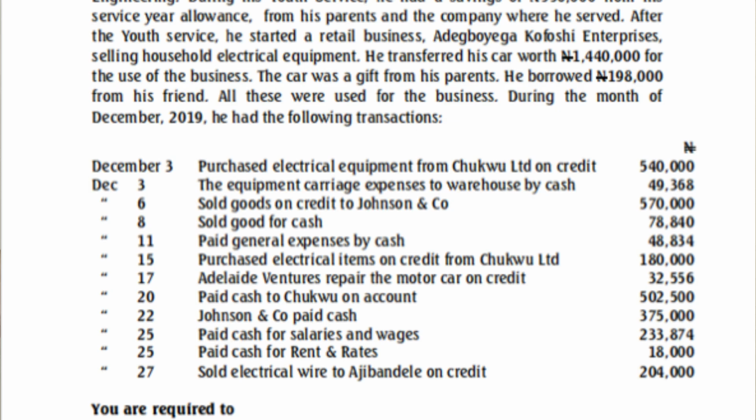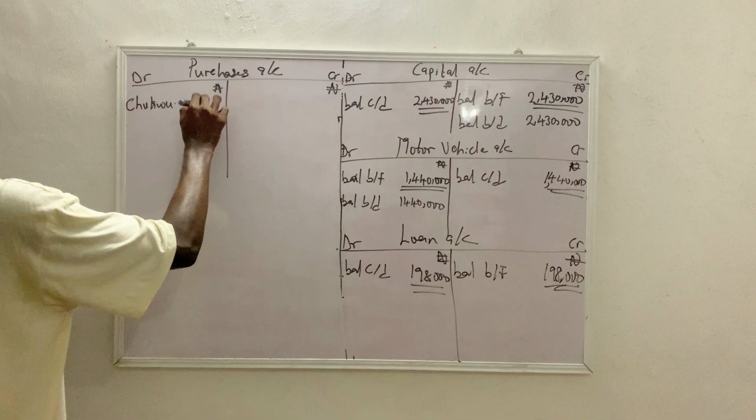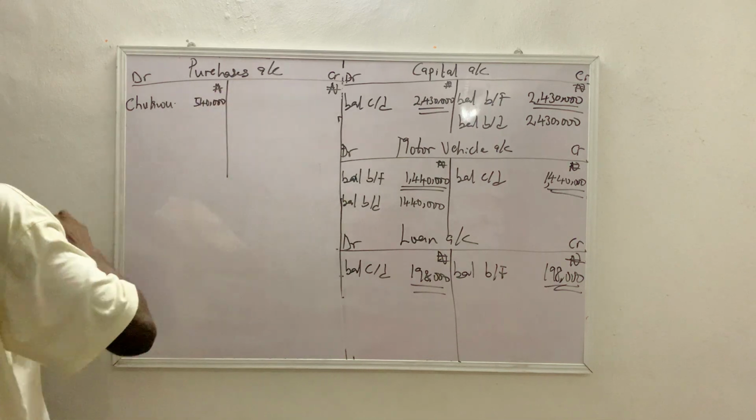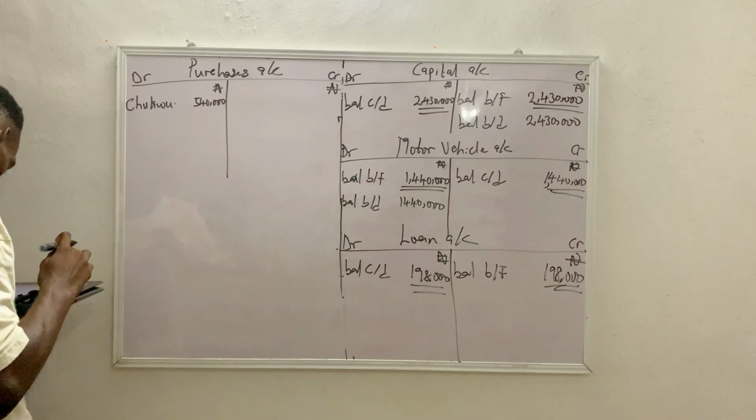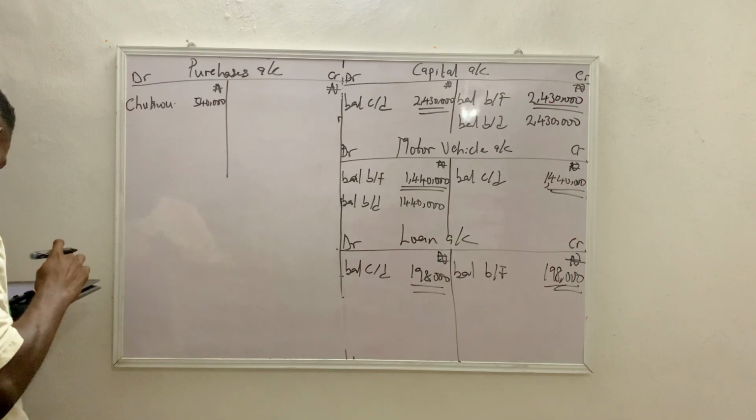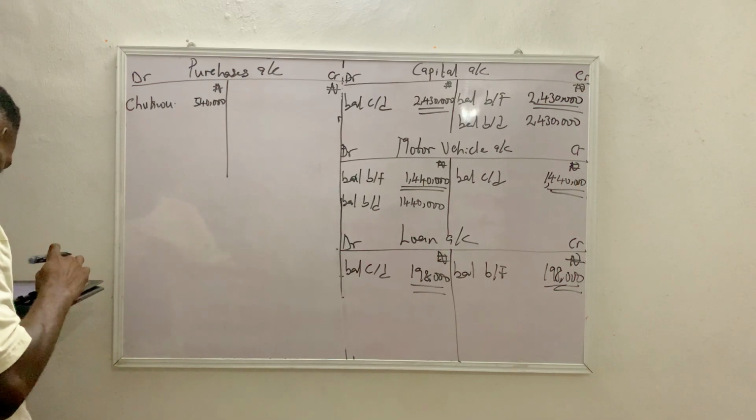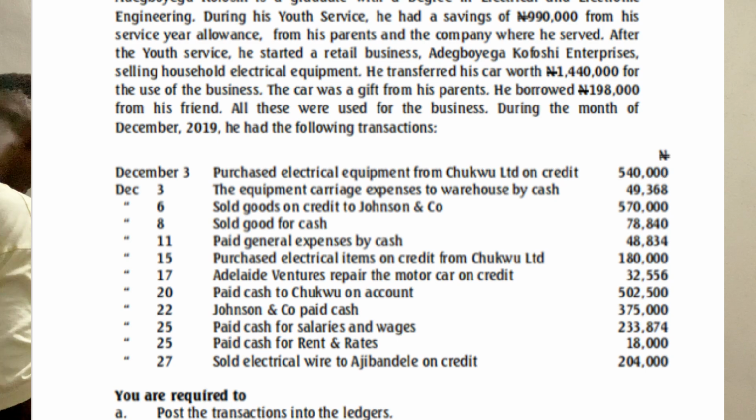So yeah, December 3. We bought goods from Shuku. So let's label it Shuku. How much? 540,000 naira. When else did we buy goods from Shuku again? December 15. We bought additional.